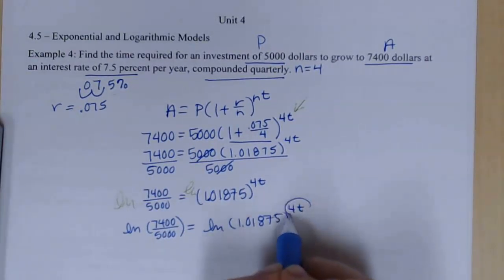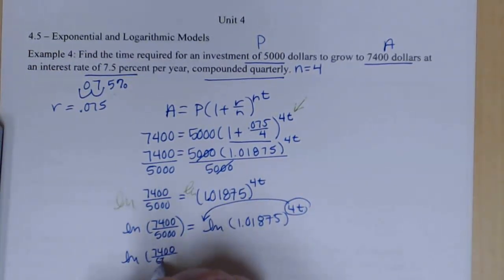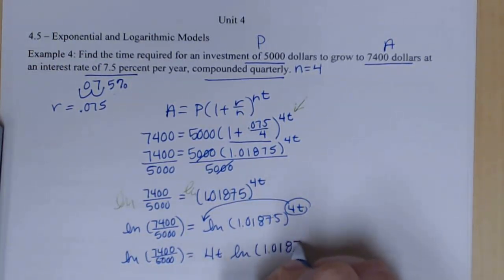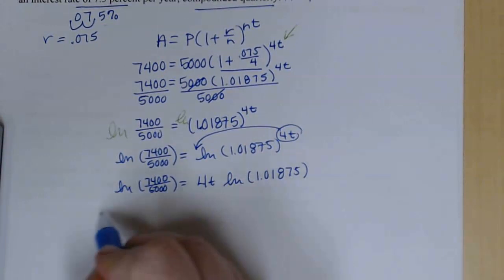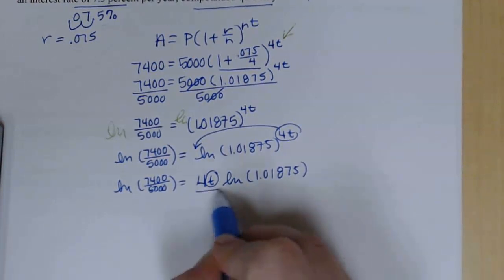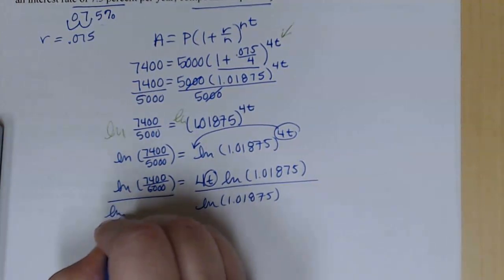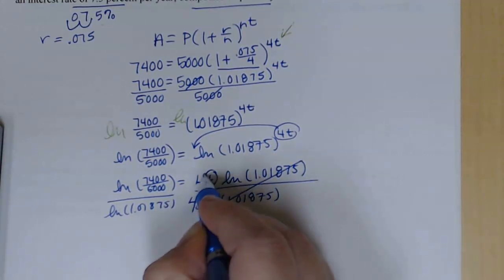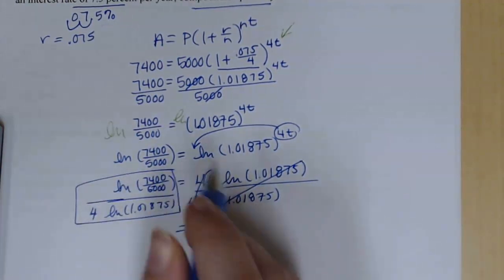So by the power property, I can move this up front, and I get ln of this equal to 4t ln of this. That makes my life better, although you might think it's more confusing, because now I can solve for this t. It's being multiplied by 4 and by this ln, so I'm going to divide by this ln. These will cancel. And I'm also going to divide by 4 so that 4 would cancel. So t is going to be equal to this value here.